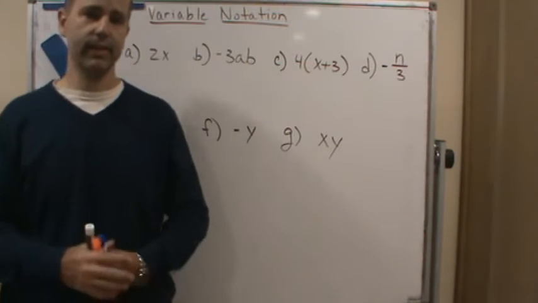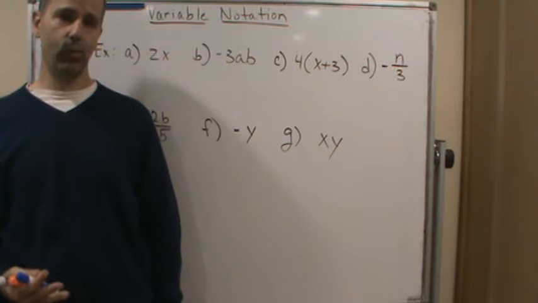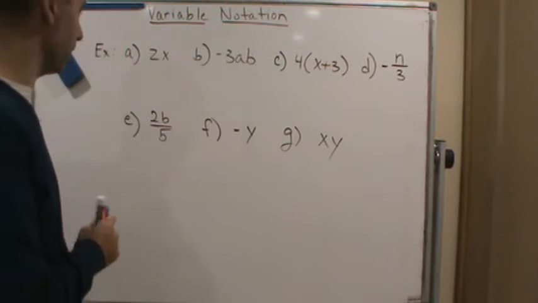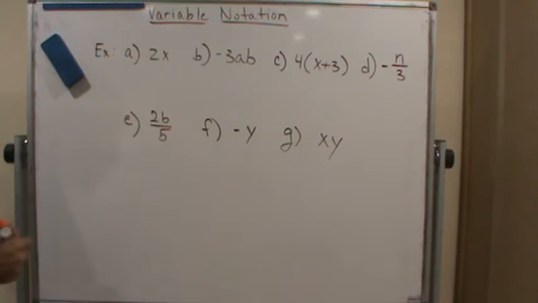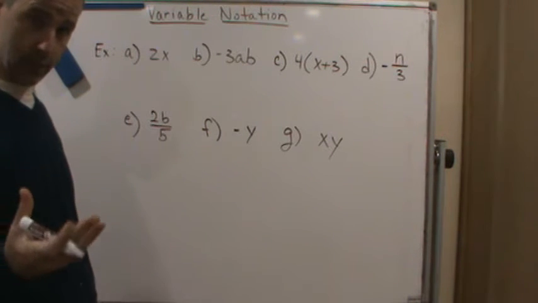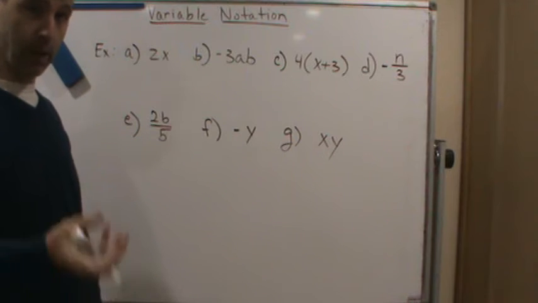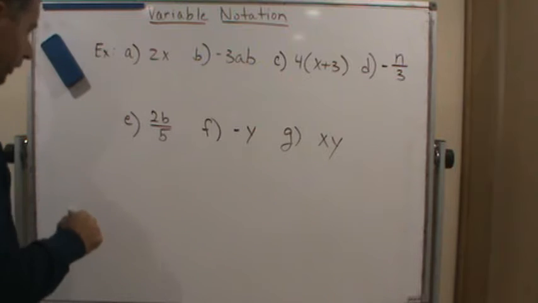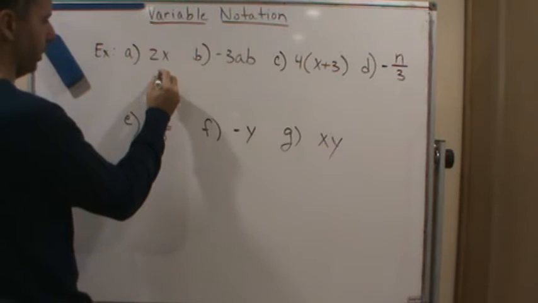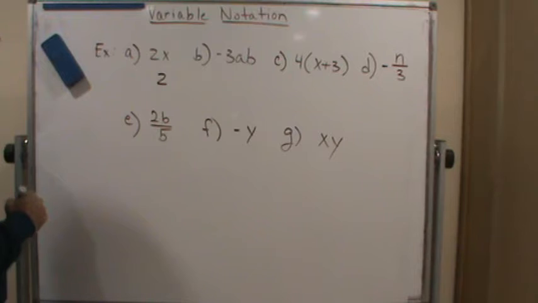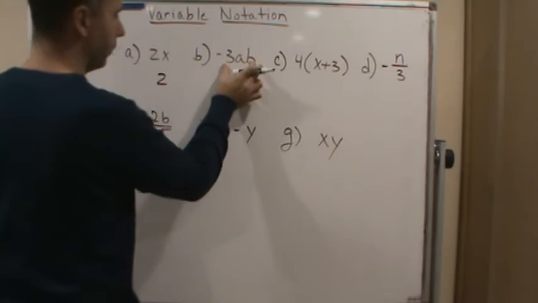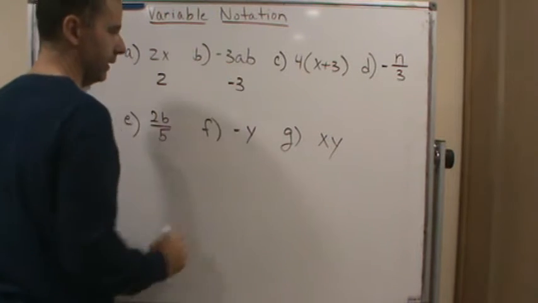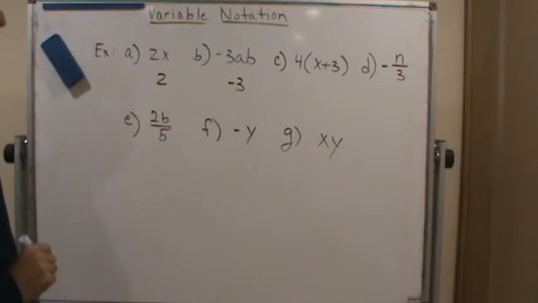Okay, so now here's an example of how we are going to identify what the numerical coefficient is for each one of these terms. Okay, so here we've got the term. Remember, the coefficient is the numerical part of the term. Okay, so in this case, the numerical part is 2. So 2 is the coefficient. Okay, here the numerical part is -3. So the coefficient is just that, -3.